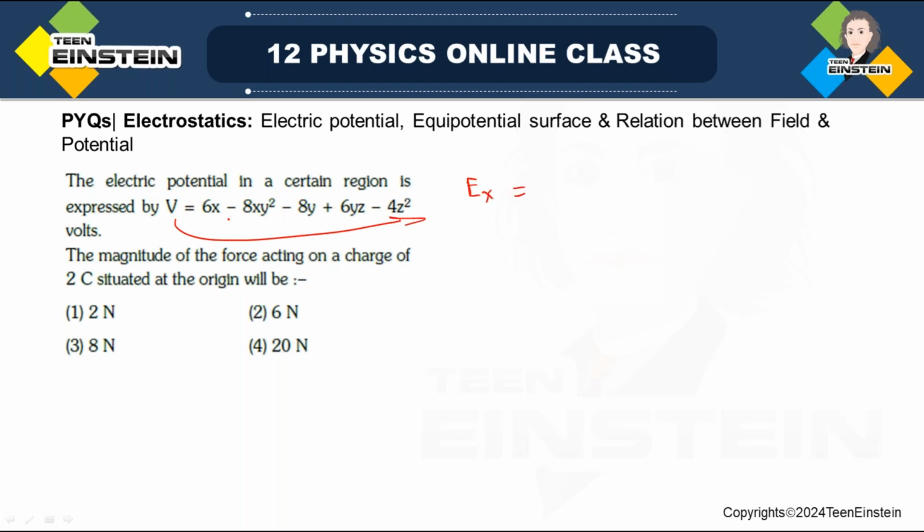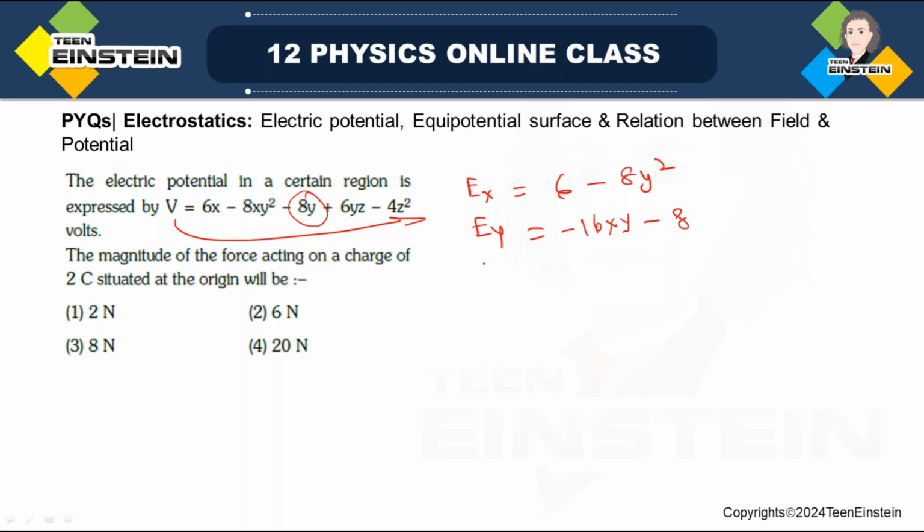So when I take the derivative with respect to x, it will be 6. Okay, 6, and here 8y square. That means I have to take dV/dy. So dV/dy means here you will get minus 6xy, and another thing is here, 8. So 8 it is.